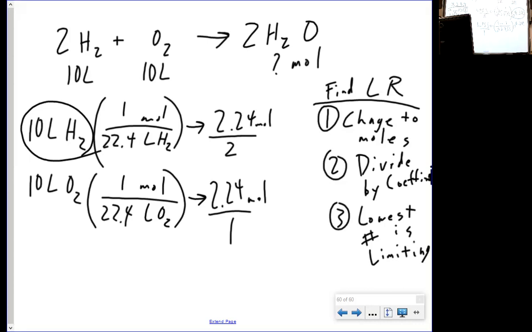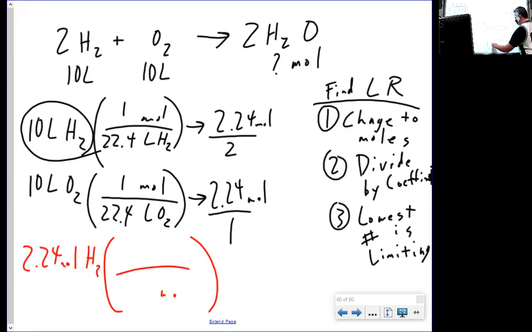Okay? And then we got to go back to my question. I'm going to use 2.24 moles to change to this mole. Well, that's going to be some pretty easy math. I'll put it down here in red so you can see the difference. 2.24 moles of hydrogen. Moles of hydrogen on the bottom. Moles of water on the top.